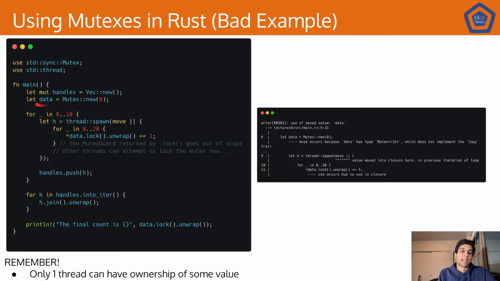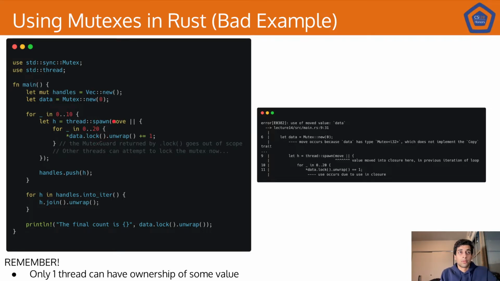The new syntax here is creating our mutex and getting the mutex lock. So what this ends up doing is we pass this mutex into each thread, attempt to lock the mutex, increment it by 1, and then this guard goes out of scope, and some other thread can try and lock the mutex again, or this thread can try and lock the mutex again, whatever it may be.